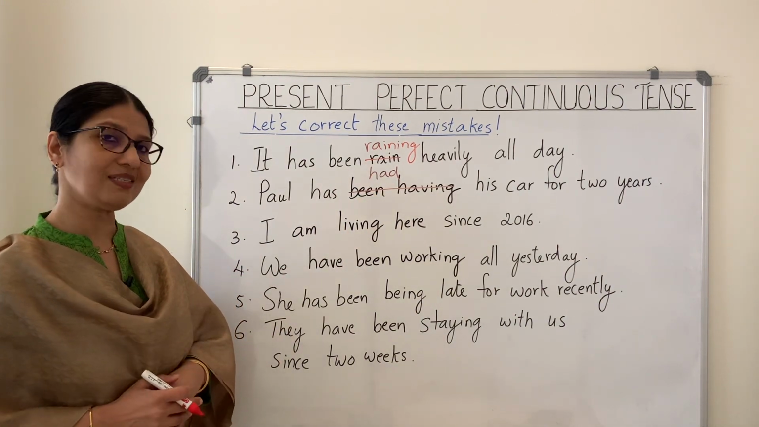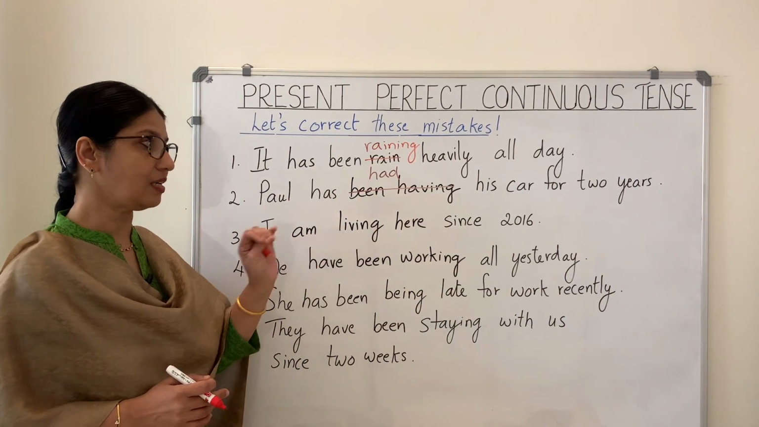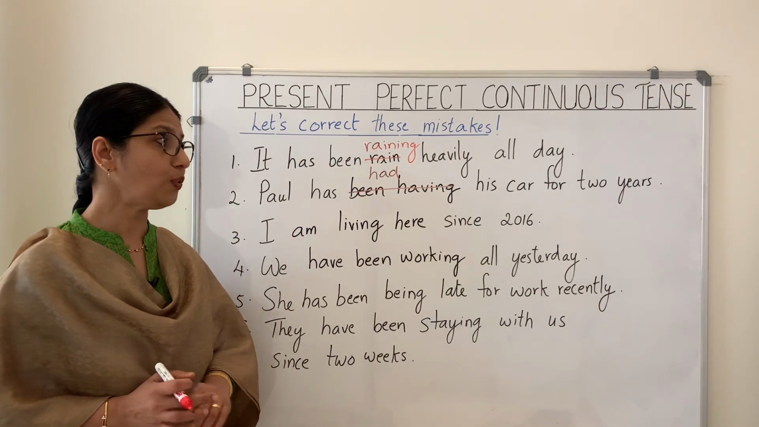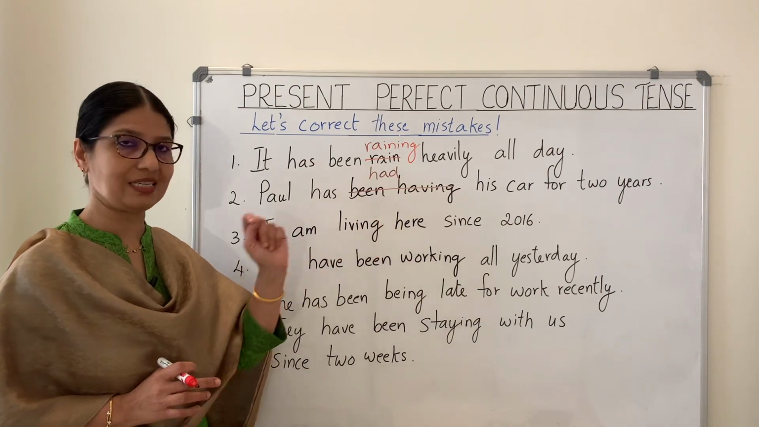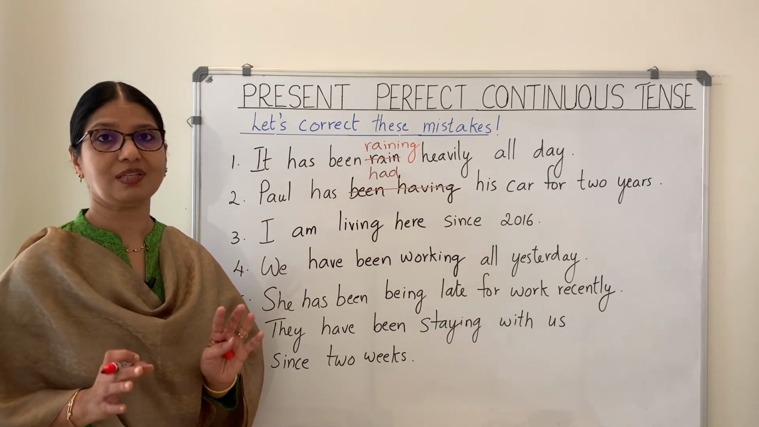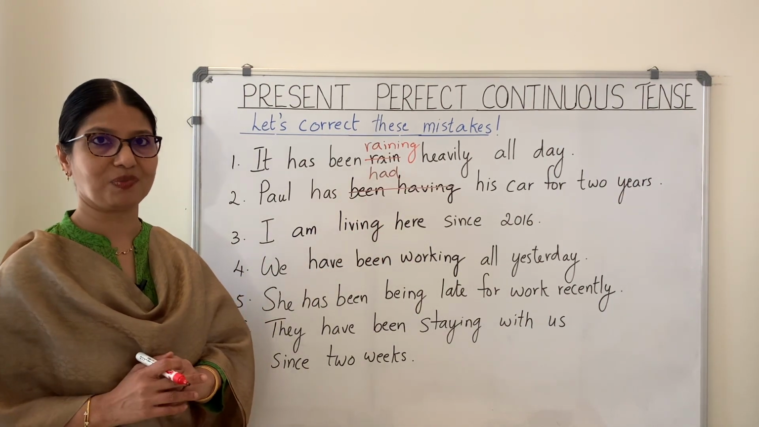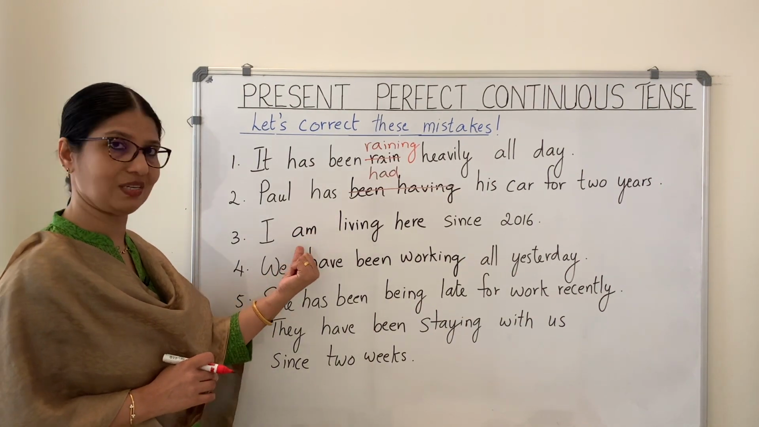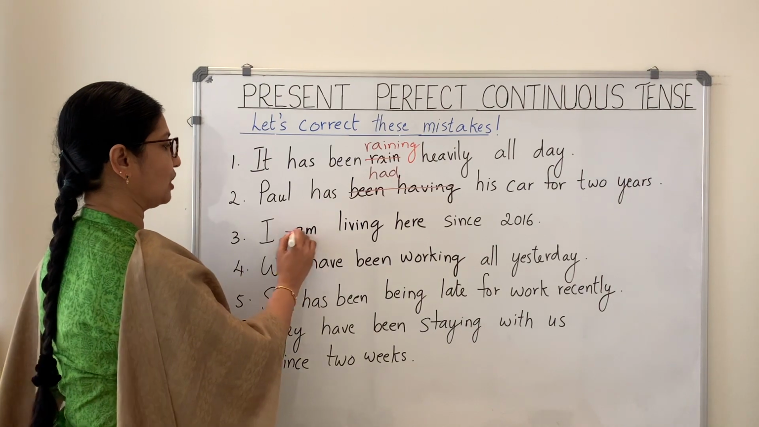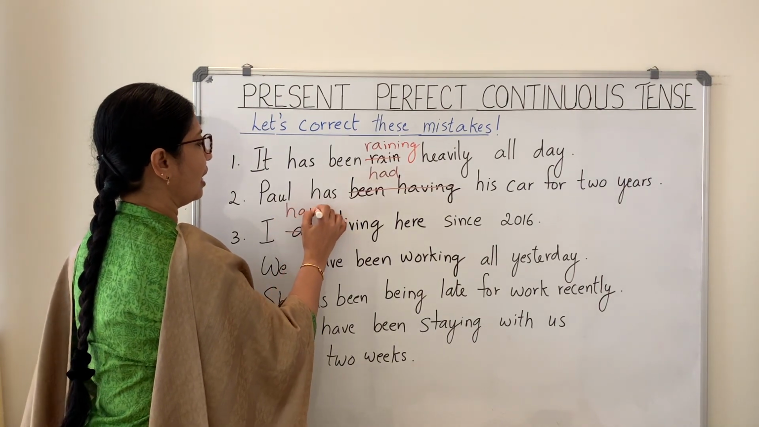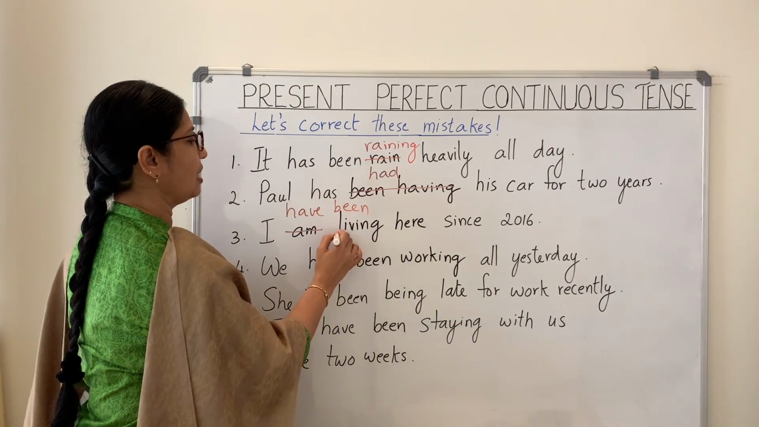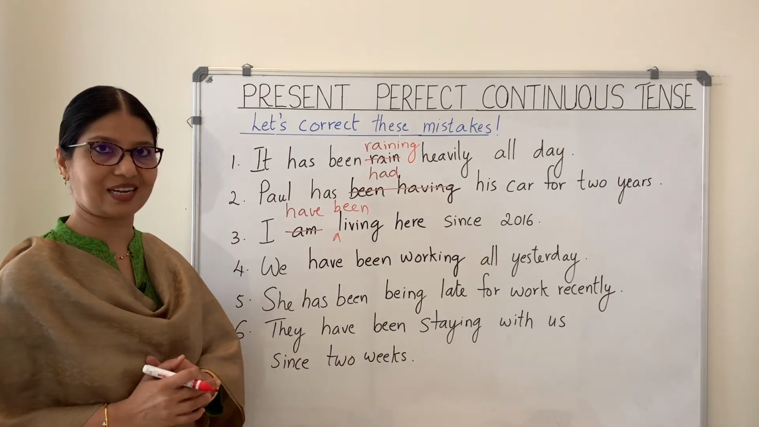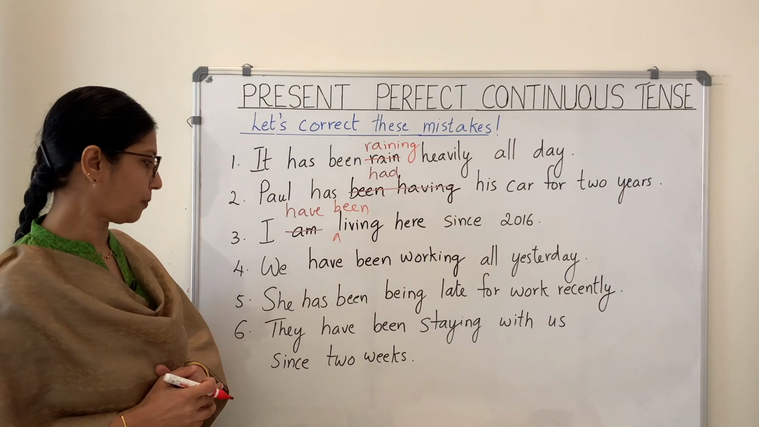Now the third sentence. I am living here since 2016. Here again, you have the keyword since. So we need to use the present perfect continuous form. We cannot here just use the present continuous which is used here. This is wrong. I should change it to I have been living here since 2016. Now the sentence is right. The fourth one.